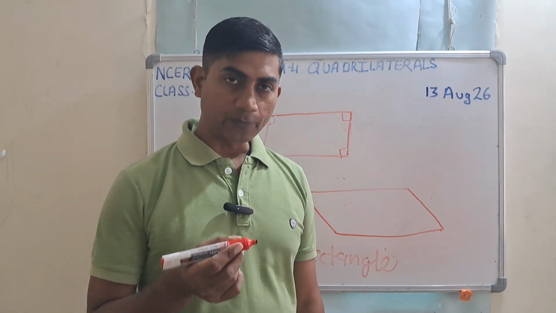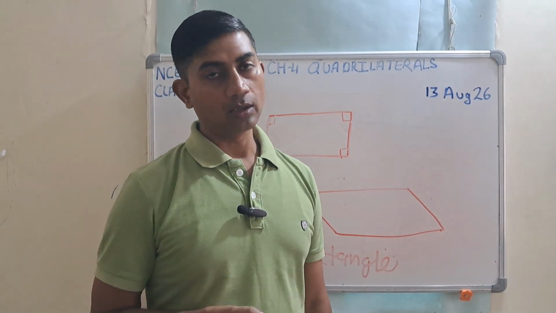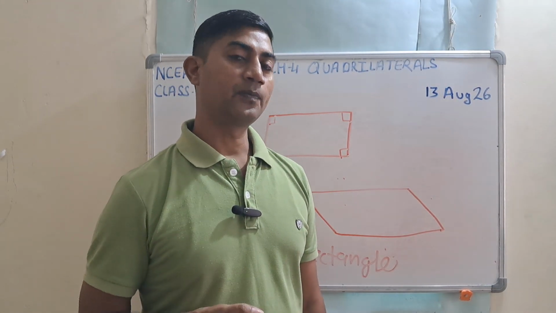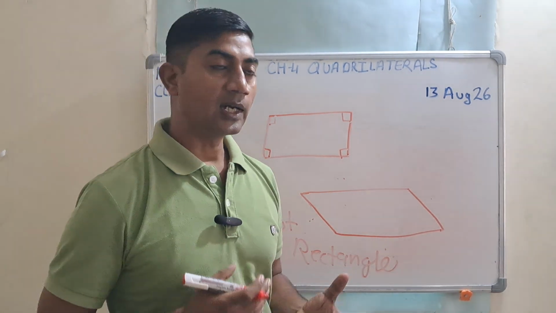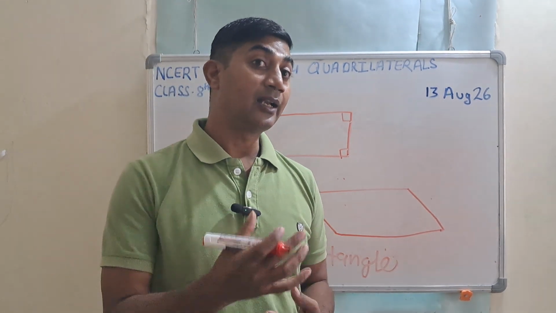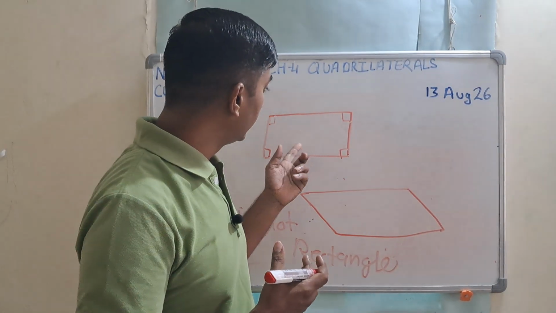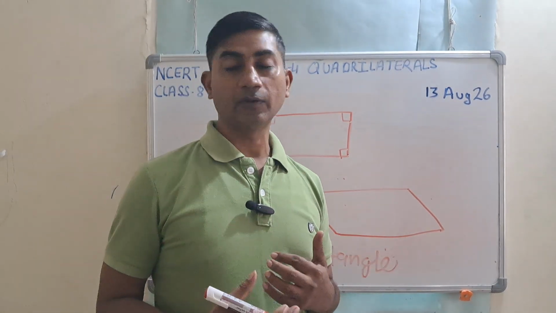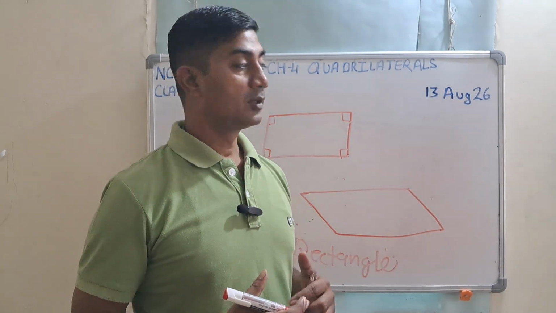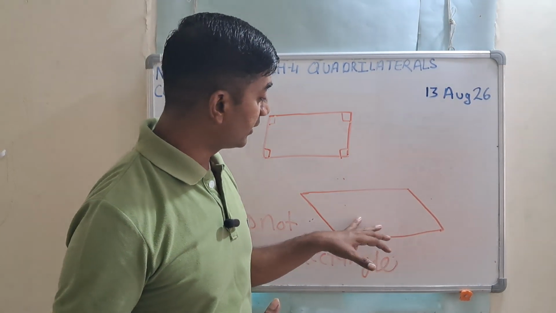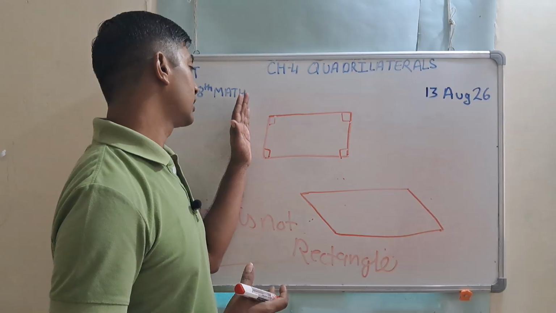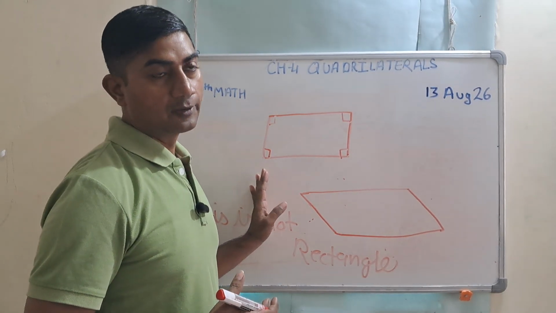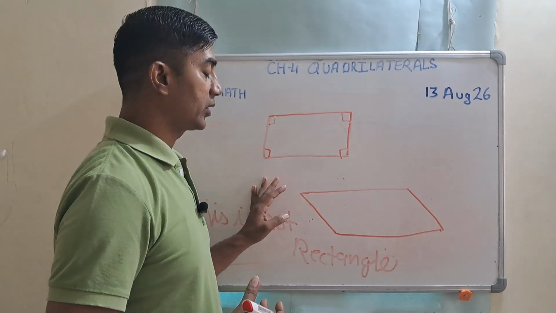Opposite sides being parallel in a quadrilateral is not the complete definition of a rectangle. Understood? Only when we say that opposite sides are parallel and internal angles are 90 degree, only in that case the figure will become a rectangle. When we are not mentioning the internal angle, then the figure can be like this, which is not a rectangle. So this is not the complete definition if we say the opposite sides of a quadrilateral are parallel.